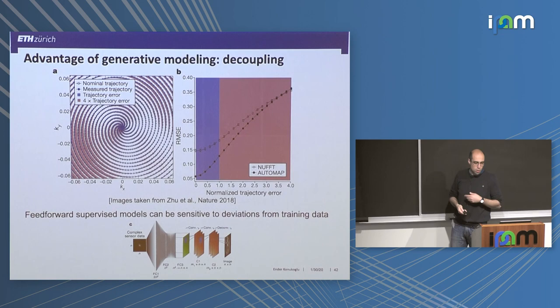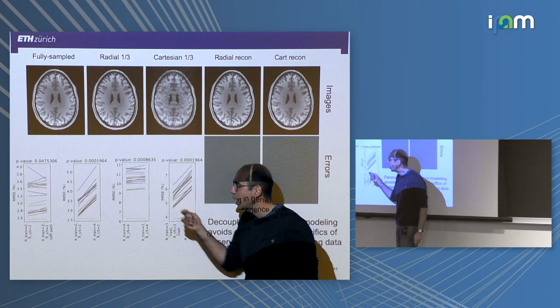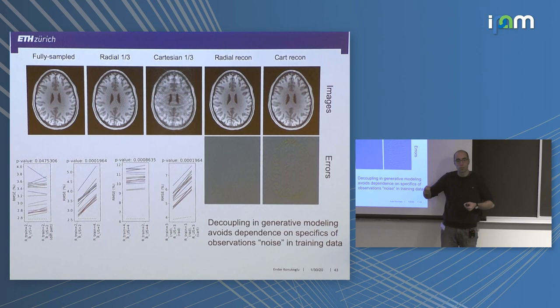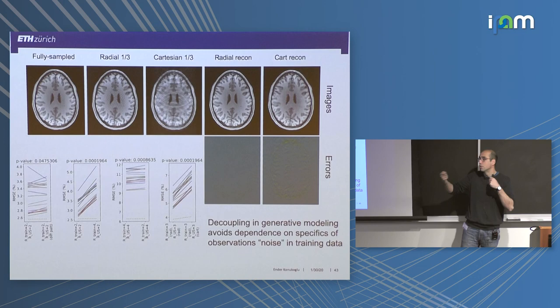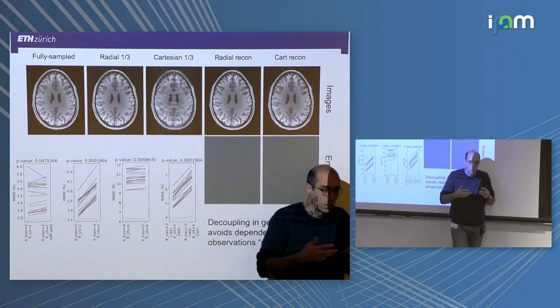So we did the same experiments with the ADMM net, and actually we've seen very similar results, saying that, well, if you make a difference between the undersampling pattern used in training and testing, you actually can reduce the accuracy. Okay. If you actually decouple the prior from the observation model, you don't. You basically keep it at exactly the same level, because the model doesn't really care about how you actually acquired observations.